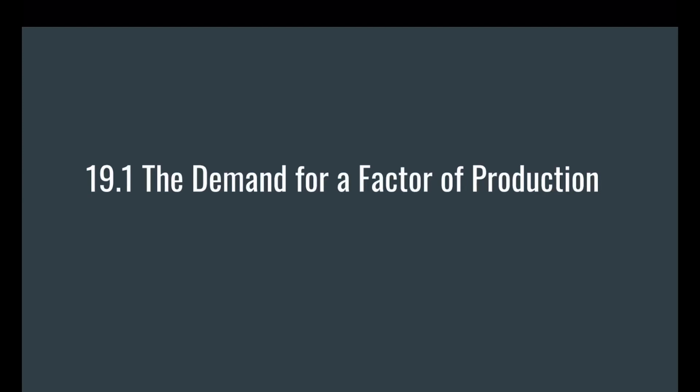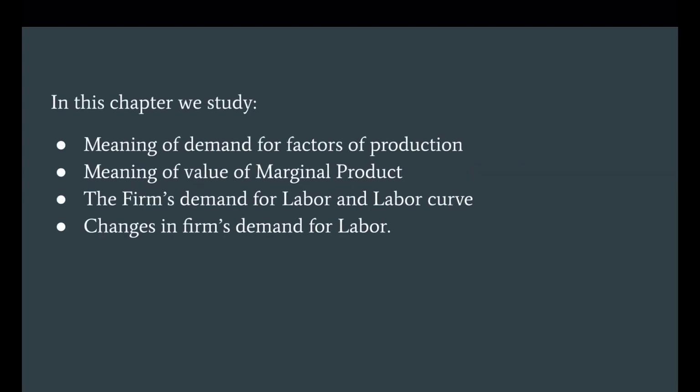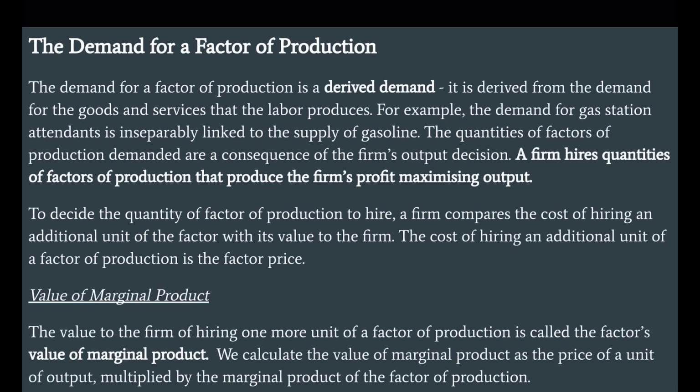19.1 The Demand for a Factor of Production. In this chapter, we study the meaning of demand for factors of production, the meaning of value of marginal product, the firm's demand for labor and labor curve, and changes in the firm's demand for labor. The demand for a factor of production.